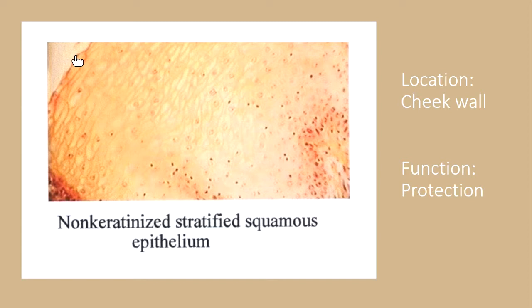Here's kind of an outer region, and here's more of an inner region. This is actually taken from the cheek wall, the inside of your cheek, and this is mainly there for protection. Stratified, again, mainly for protection.